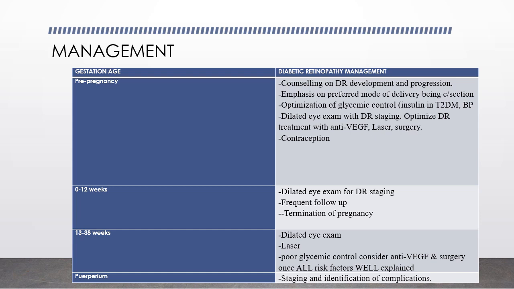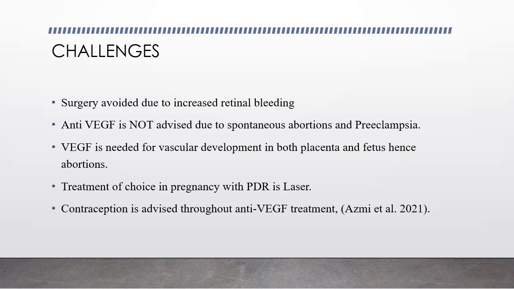So really, after one conceives, there's not much that can be done away from optimization of glycemic control, as well as in proliferative stages. If it's staged as proliferative, then laser treatment is what's advised. This is because there are certain challenges that are seen in pregnancy. These challenges include the fact that surgery is avoided due to increased retinal bleeding. Anti-VEGF is not advised as it can cause spontaneous abortions and preeclampsia. This is because VEGF is needed for vascular development in both placenta and the fetus, hence abortion. The treatment of choice in pregnancy with proliferative diabetic retinopathy is laser.